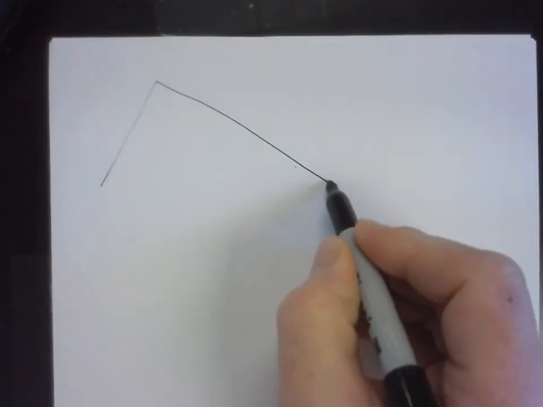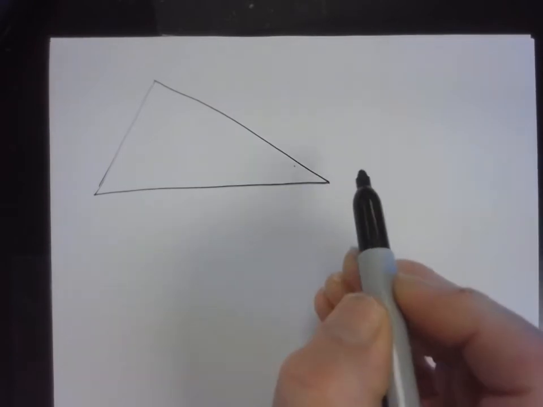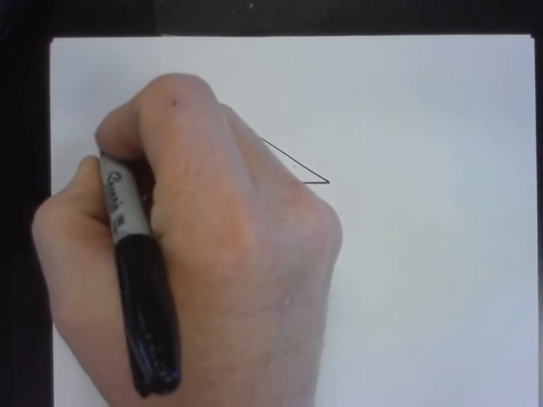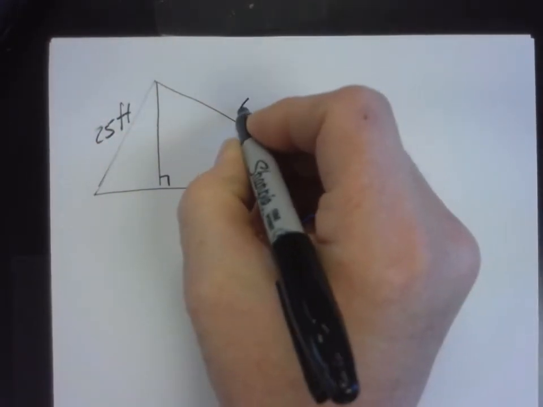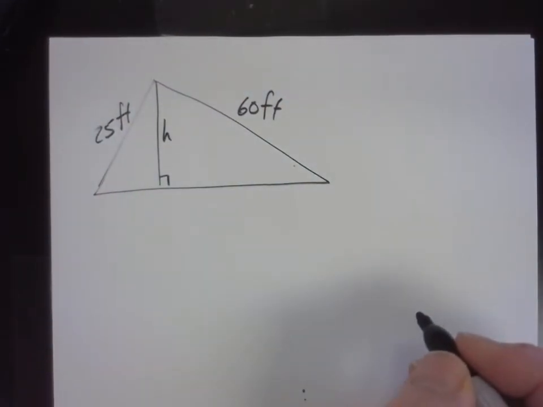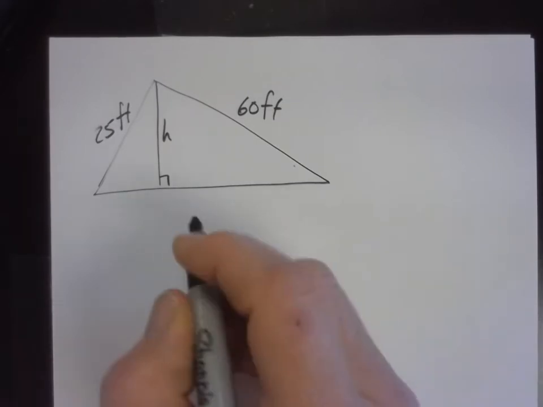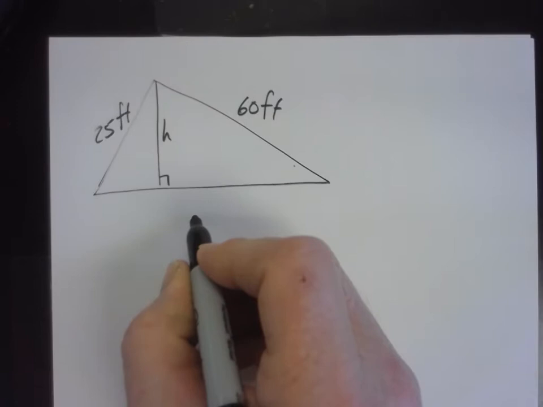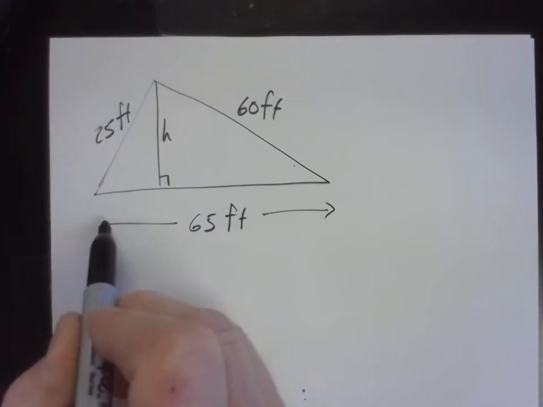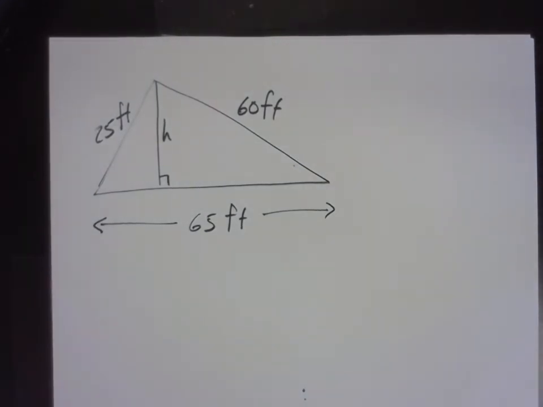All right, new problem. I want to change how I do this. 25 feet, 60 feet. We'll call that H. Then maybe what I'll do is I'll give you this whole thing. 65 feet. That's the whole thing. Yeah, let's try that.